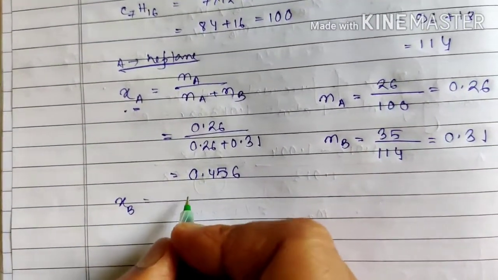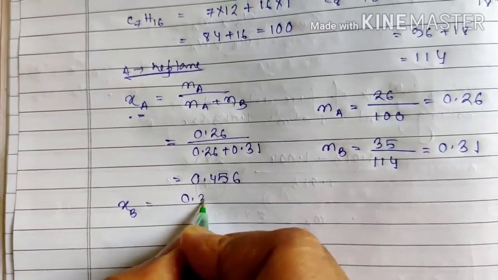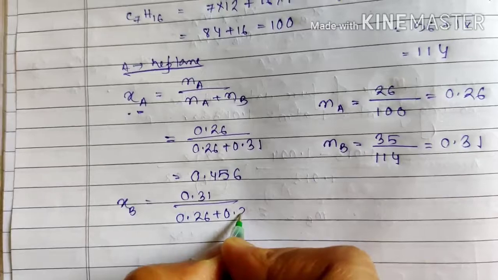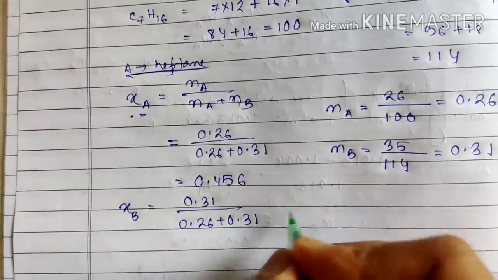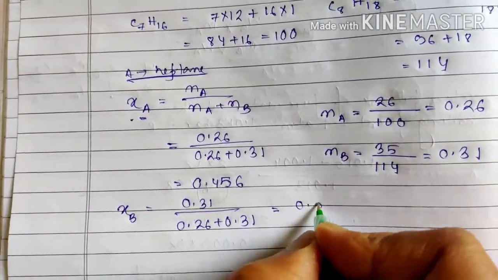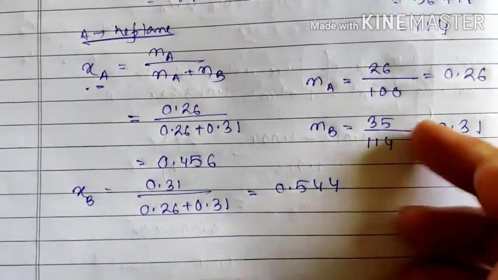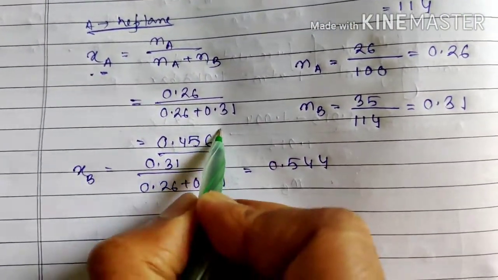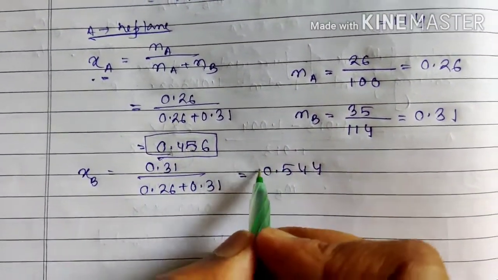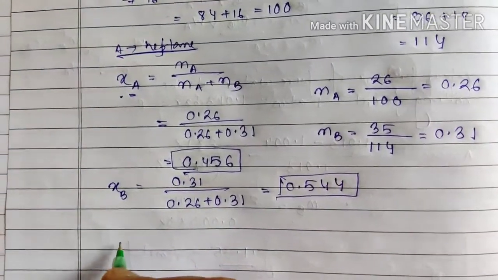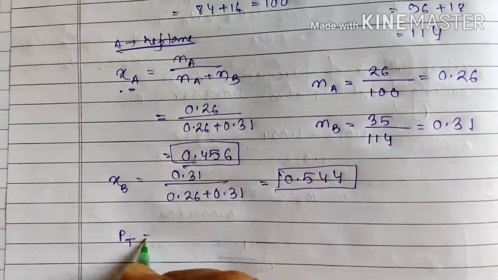Now in case of XB, 0.31 divided by 0.26 plus 0.31. So the value that we will get is 0.544. So we have got XA and XB. One is 0.456, another is 0.544. Now we have to calculate the total pressure.